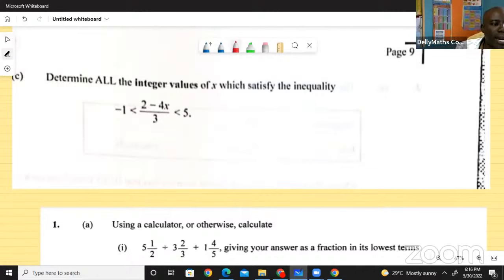All right, so we're looking at this now. I'm reading it from the middle part. So we are saying 2 minus 4x all over 3 is less than 5. Also, 2 minus 4x over 3 is greater than -1.